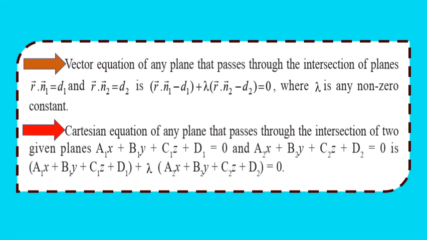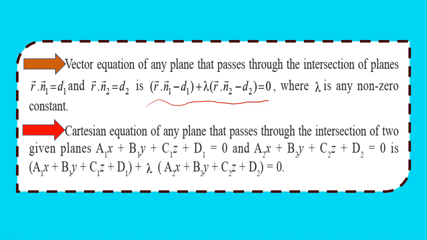Now the vector equation of any plane that passes through the intersection of planes r dot n1 equals d1 and r dot n2 equals d2. If we have two planes r dot n1 equals d1 and r dot n2 equals d2, then the equation of the plane passing through the intersection of these two planes is (r dot n1 minus d1) plus lambda into (r dot n2 minus d2) equals 0, where lambda is a non-zero constant.